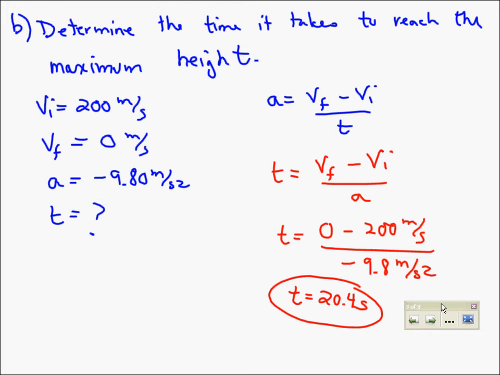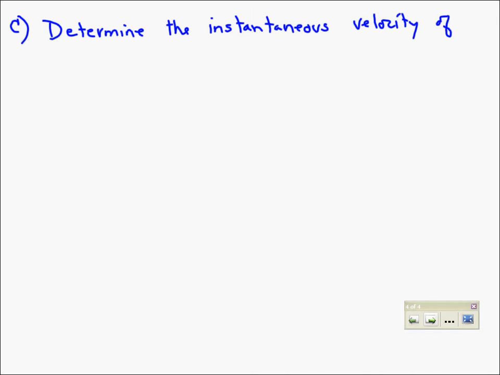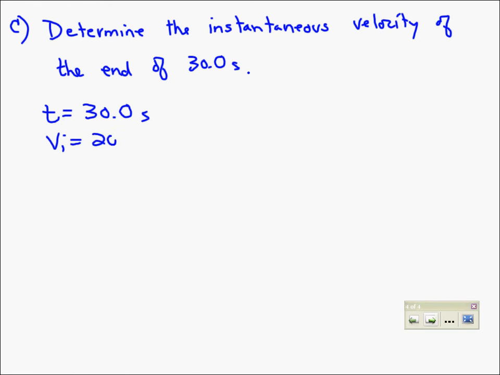Let's look at part C. Part C states, determine the instantaneous velocity at the end of 30 seconds. So we want t to equal 30. Vi is still 200. A is still negative 9.8. And we're trying to solve for vf.